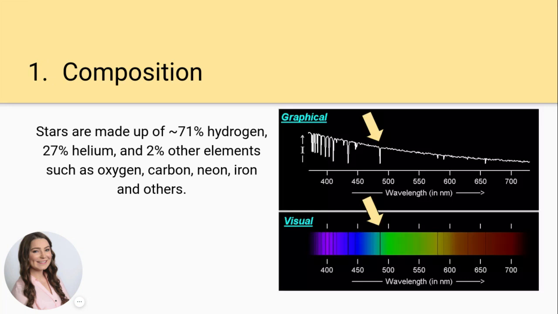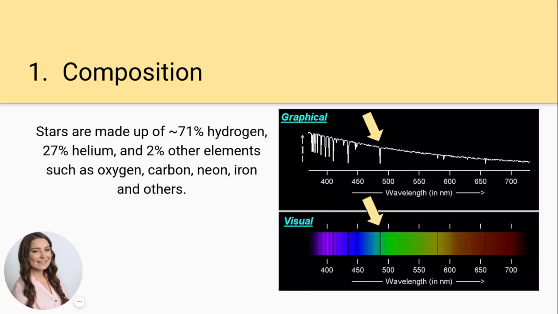First, stars can vary in their composition, or what they're made of. Stars are primarily made of hydrogen, about 71% hydrogen, 27% helium, and 2% other elements, such as oxygen, carbon, neon, iron, and others. You may be wondering how we could know this if we can't take samples of stars.